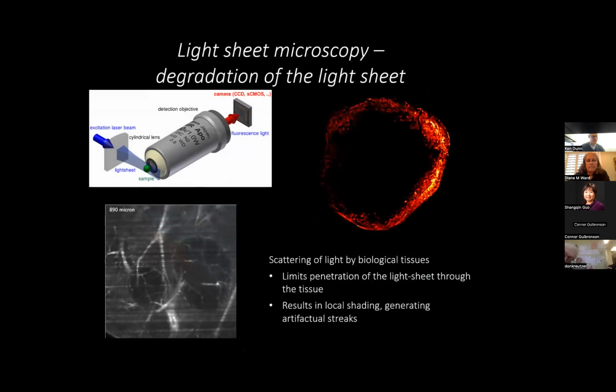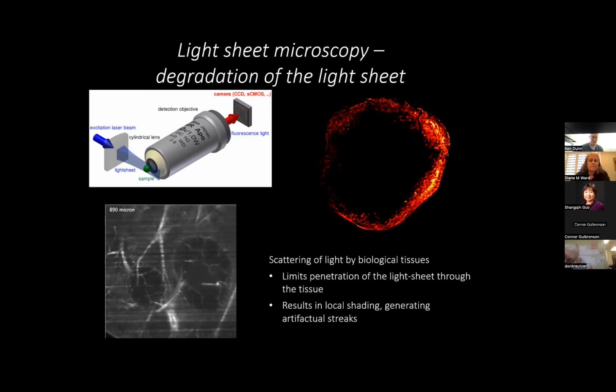So, getting back to more mundane aspects of light sheet microscopy. I think we all appreciate the fact that tissue scatters light. So if you're putting in this laser beam from the side, there's nothing magical about light sheet microscopy, and it still has to deal with scattering.